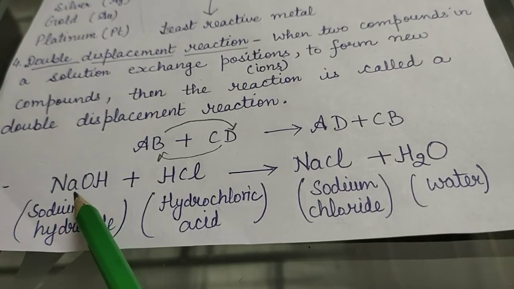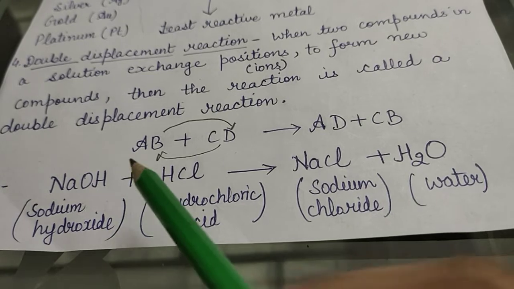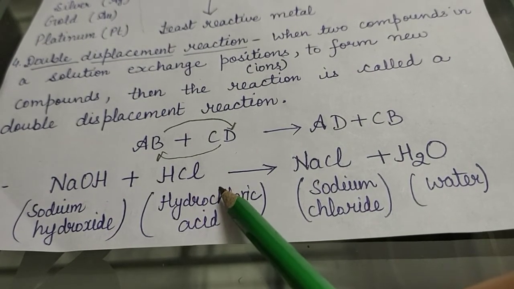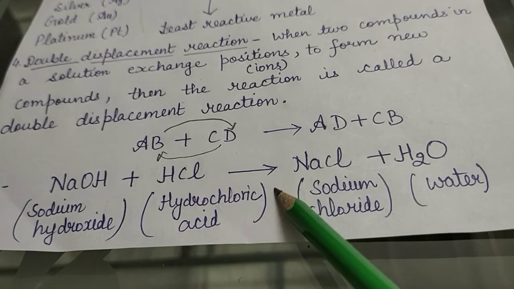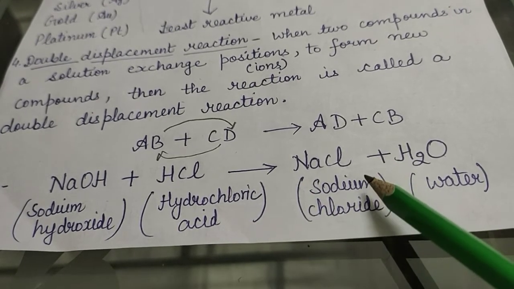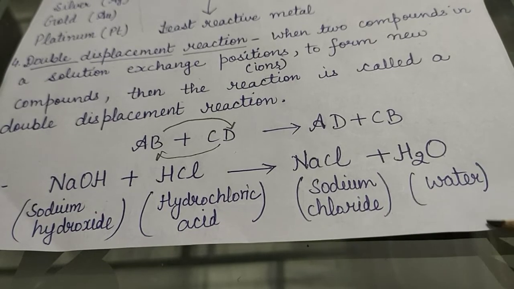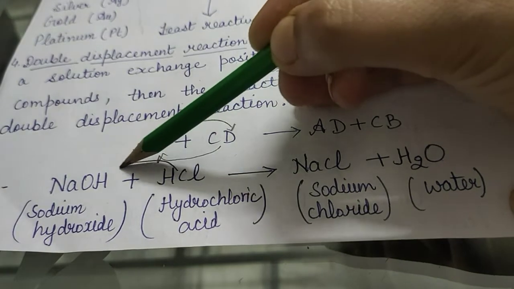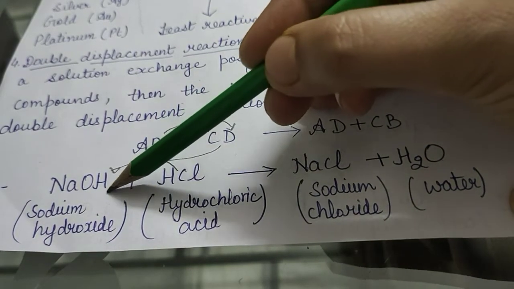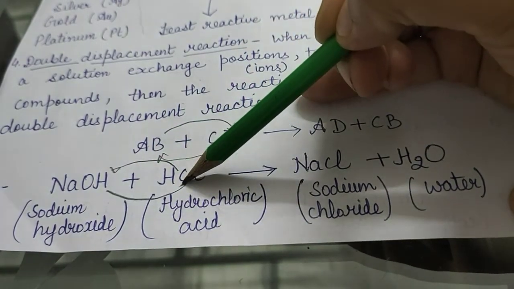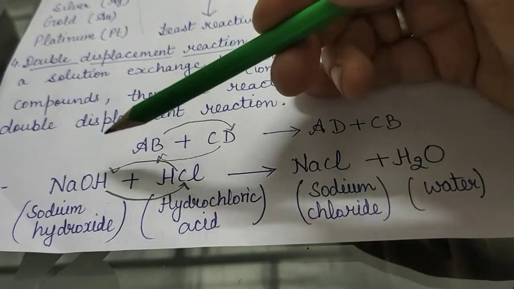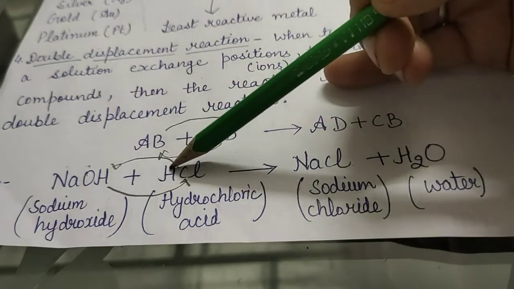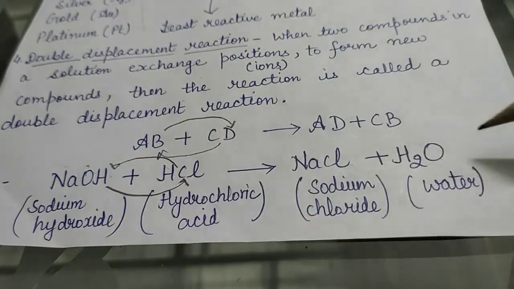We are having what? Sodium hydroxide and second reactant hydrochloric acid. And when both react with each other, they form what? Sodium chloride plus water. See what happens in this case. Cl is taking the place of OH and OH is taking the place of Cl. So it becomes what? NaCl and HOH. They form what? Water. Okay.